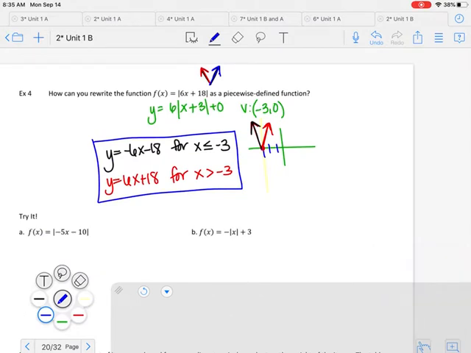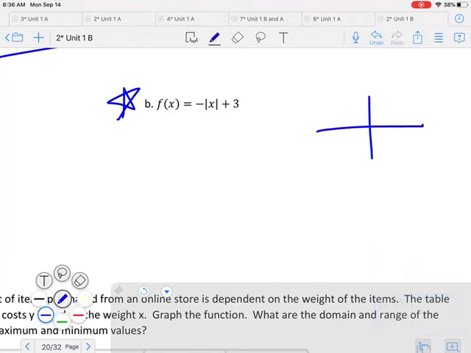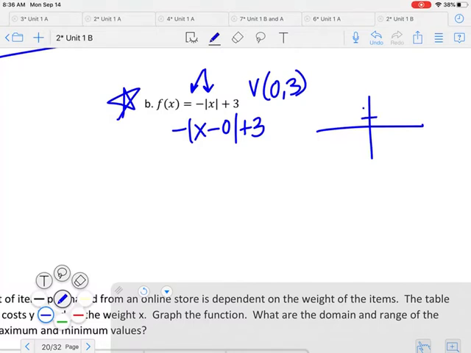Again, please pause and practice doing letter B on your own, and then come back to the video. The negative sign in front means this is opening downwards, and its vertex is 0, 3, because it would be x minus 0 plus 3, since there's not another number added or subtracted inside the absolute value symbols. 1, 2, 3. So this guy is crossing, its vertex is 0, 3, and this is upside down. It's opening downward because of that negative sign.